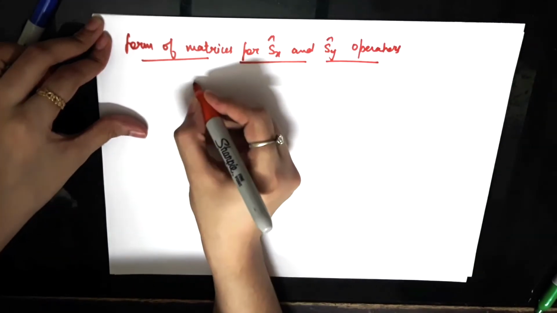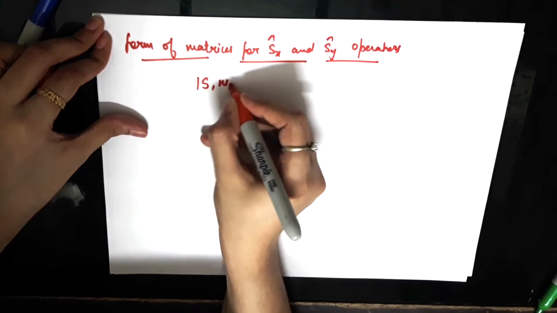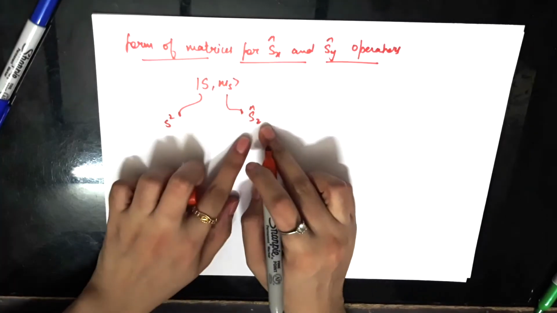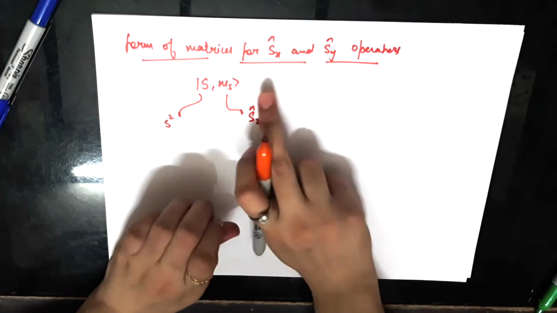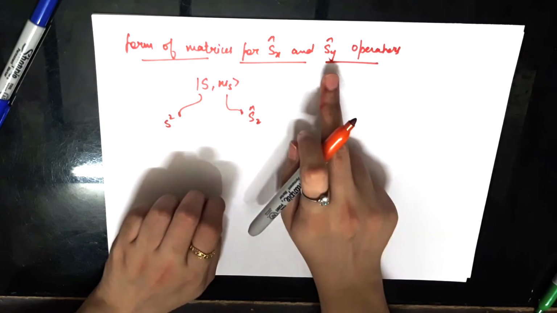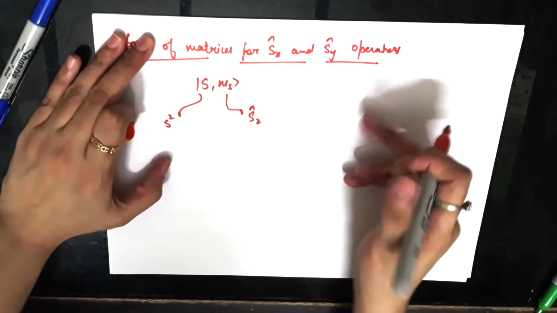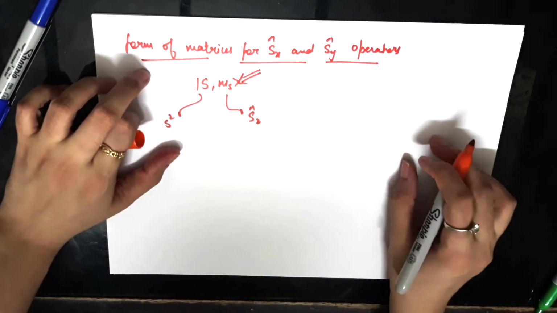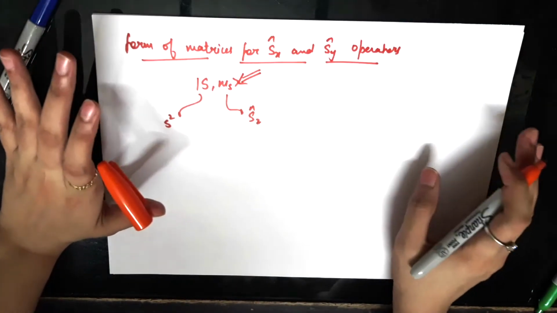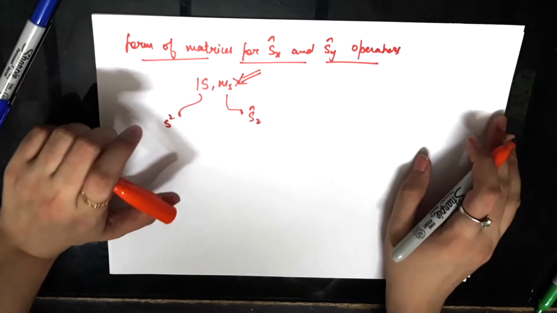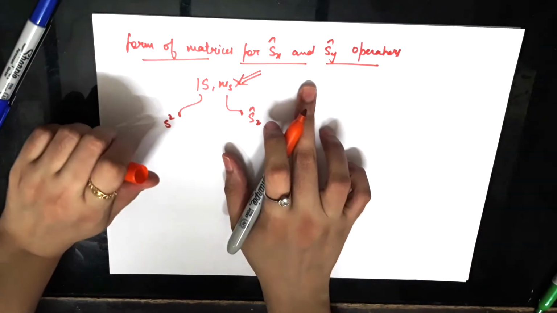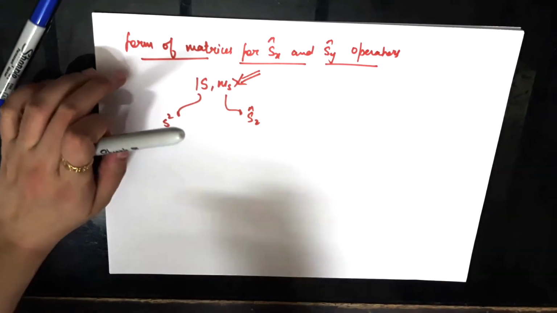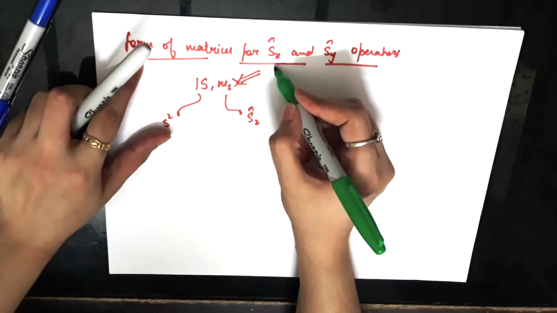Now, because my basis is for S squared and Sz operators, and Sx, Sy and Sz do not commute, the Sx and Sy operator matrices in this basis, in the basis of Sz, are not expected to be purely diagonal matrices. So for this I have to work a bit harder to find the form of matrices for Sx and Sy operators. Let's see how we tackle this problem. It's in general going to be an off-diagonal matrix because Sz does not commute with Sx and Sy.